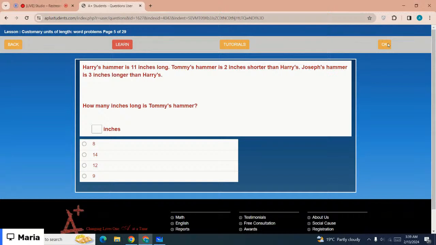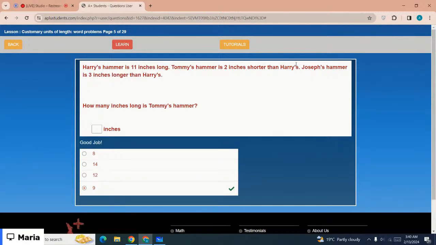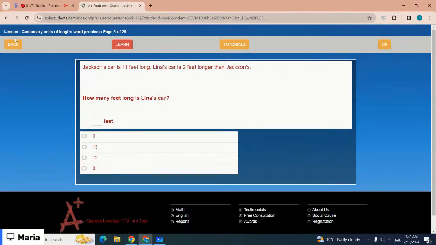Harry's hammer is 11 inches long. Tommy's hammer is 2 inches shorter than Harry's. Joseph's hammer is 3 inches longer than Harry's, right? How many inches long is Tommy's hammer? You have to calculate the length of Tommy's hammer. Tommy's hammer is 2 inches shorter than Harry's. Harry's hammer is 11. 2 inches shorter means you need to subtract 2. So 11 minus 2 is 9. The correct option is 9 inches long, right? Okay, you can complete the lesson by yourself later today.